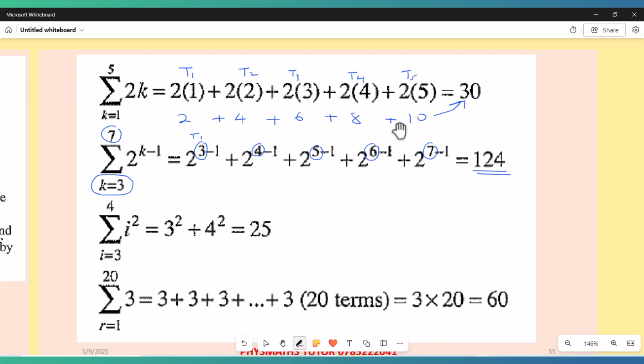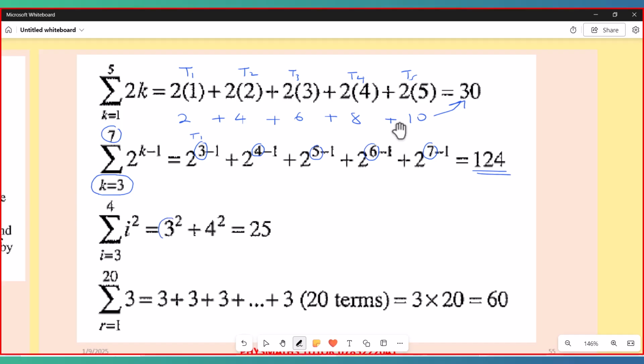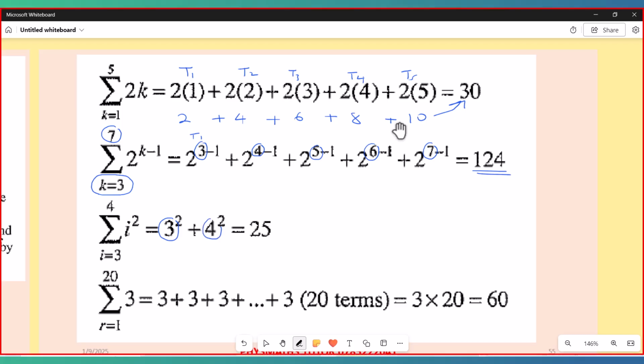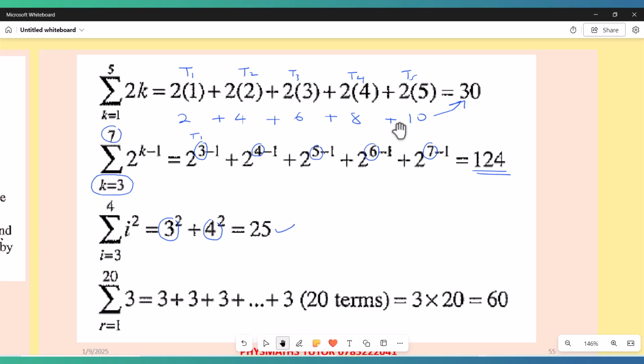Sometimes they can use i, like the sum of i squared from i equals 3 up to 4. So our first i is what? It is 3. That's why there's a 3 here. What comes after 3? It's 4. Then we stop there, which gives us 25. Are we together?